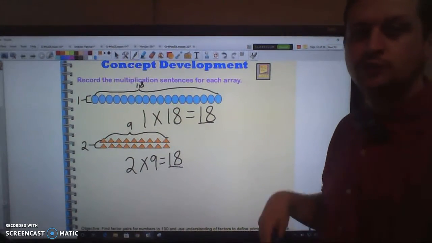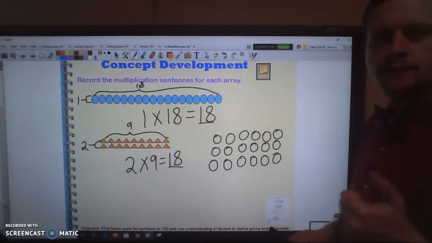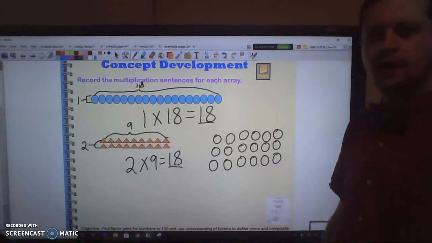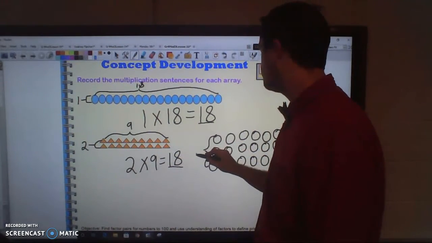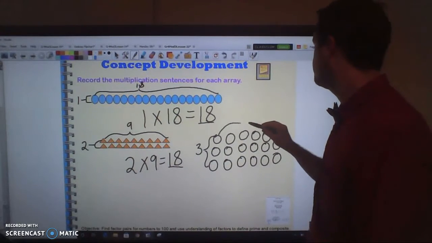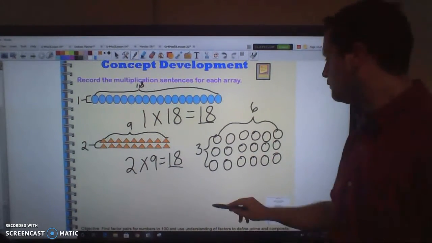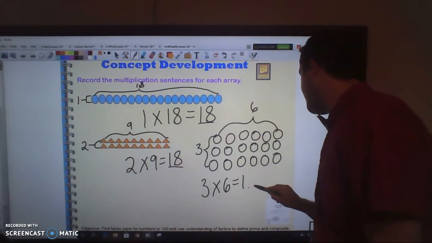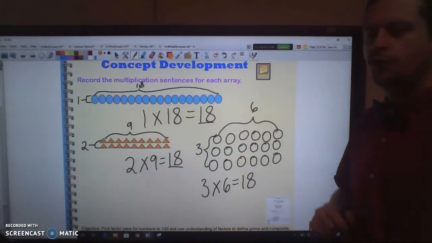And I'm going to start off by drawing it. Okay? All right. If you thought of this one, that is amazing. Okay? So let's take a look at this array. So this time we have 3 rows, and we have 1, 2, 3, 4, 5, 6. So this multiplication sentence would be 3 times 6, which equals 18. Okay? Are there any more?